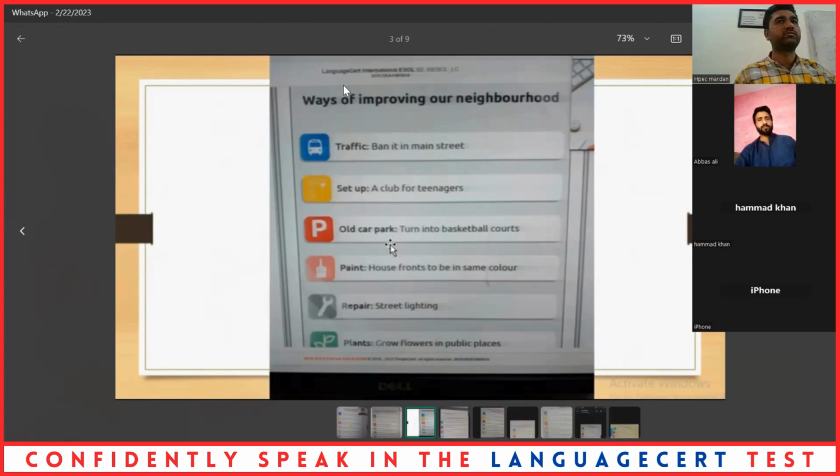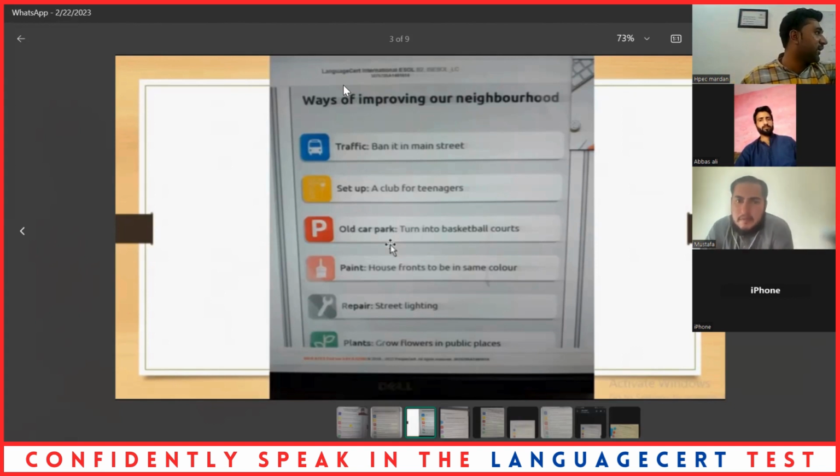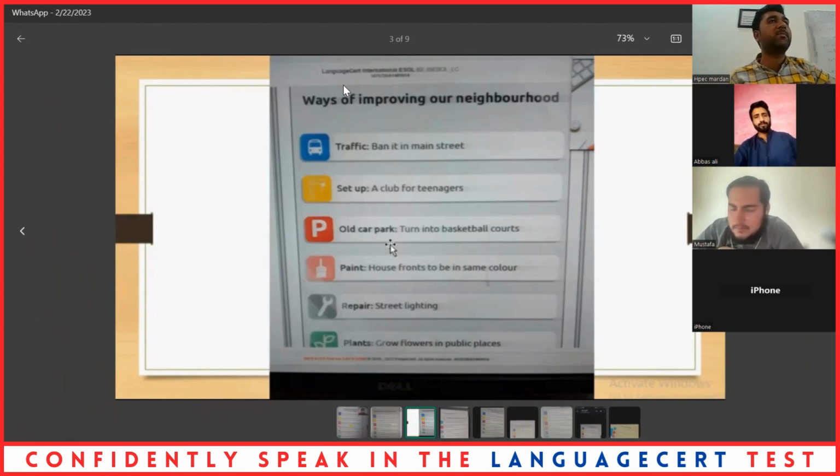Yeah, Chana, how would you do that? I think the very first thing that should be done is to ban traffic in the main street. Traffic should be banned in the main street. Give reason why. Because of children. Yes, most of the accidents happen in the street, so the number of accidents will be reduced. Secondly, it is spreading pollution, so it would also be stopped.